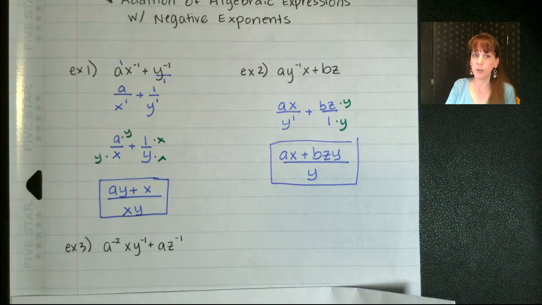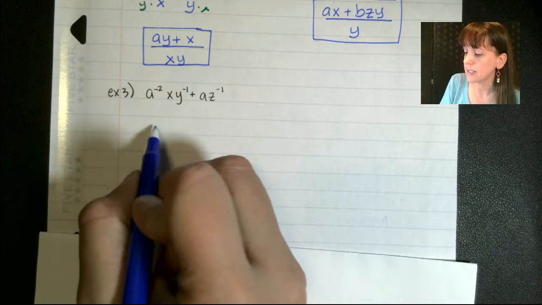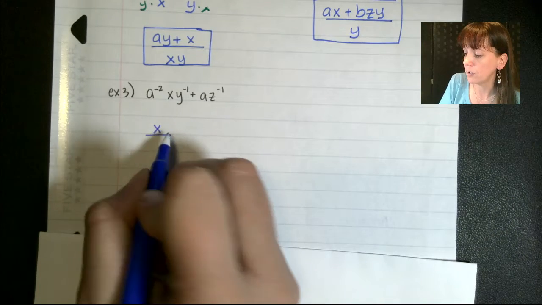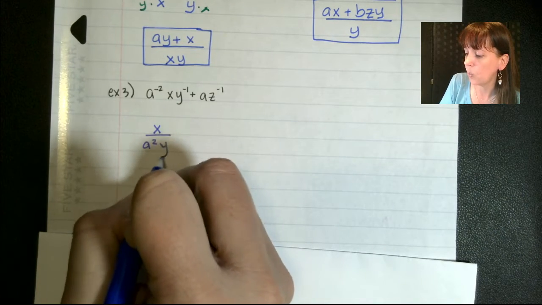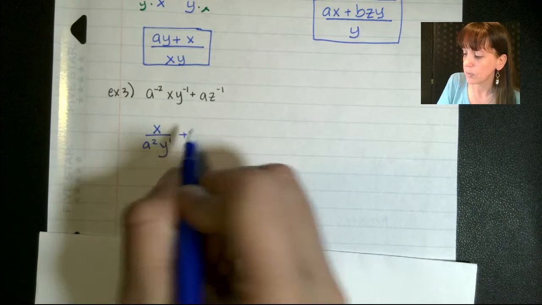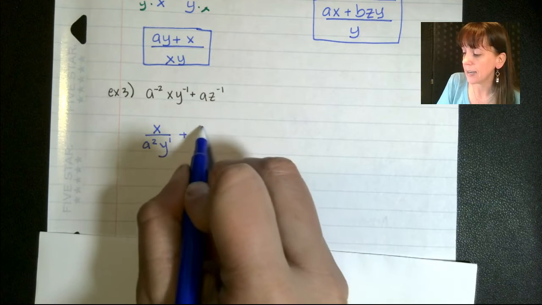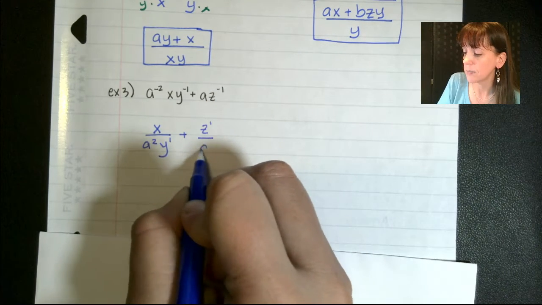Okay, let's look at number 3 here. This one I have x stays upstairs because it's a positive, over a squared y to the positive 1 because I've moved it downstairs now. So plus z is going to go upstairs and a is going to stay where it is, times a.